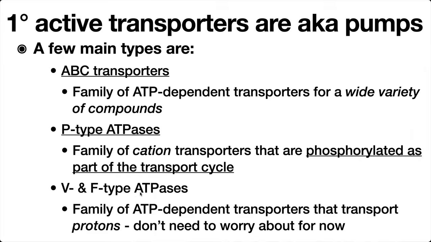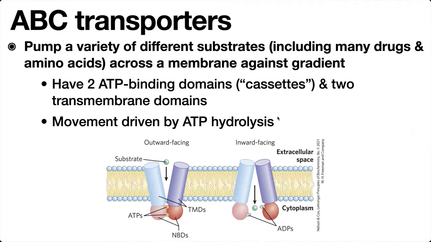Don't worry about these for now, but we will look at an example of an ABC transporter, as well as an example of a P-type ATPase. ABC transporters pump a variety of different substrates, and the reason I said they were important biomedically is because many of these substrates include things like drugs and amino acids, and also because mutations in them can cause various diseases, and I'll show you a couple examples in a second. What these have in common is that they have two ATP binding domains, and each of those binds one ATP, so you have two ATP total.